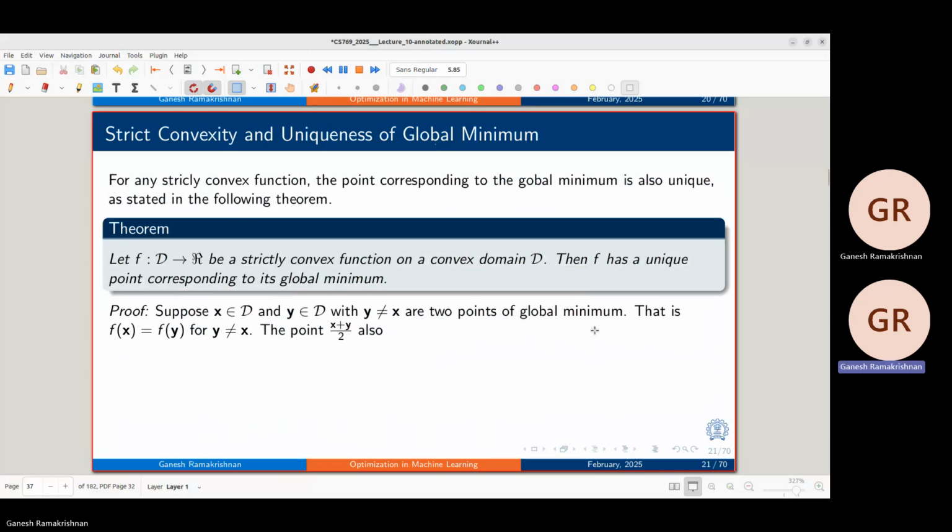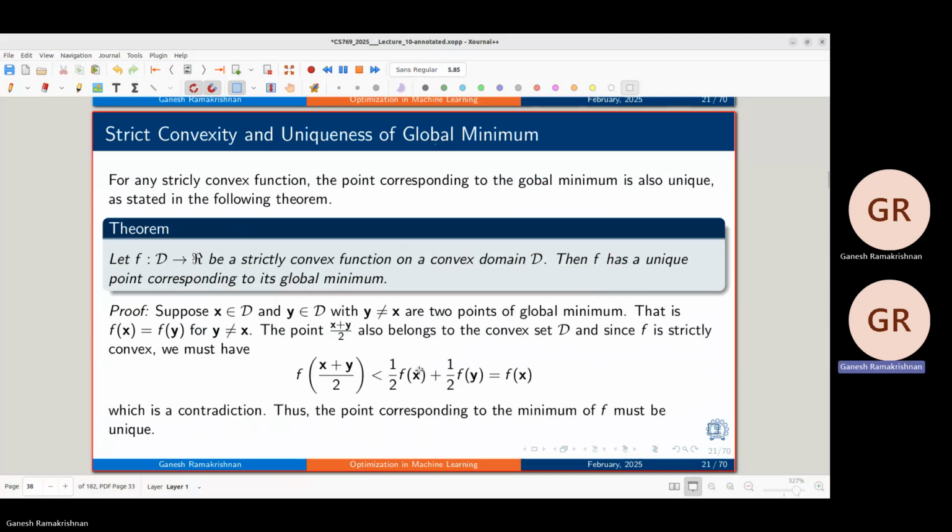If x and y are not equal, then I'll show that if I consider a point (x plus y) by 2, it will have a function value less than f of x and f of y because of strict convexity, right? This is midpoint convexity, right? So then f of (x plus y) by 2 is less than half of f of x plus half of f of y, which is the same as f of x. So I manufactured a new point through midpoint convexity, a new point which is a global minimum. So if 2 points x and y are points of global minimum, they must coincide.